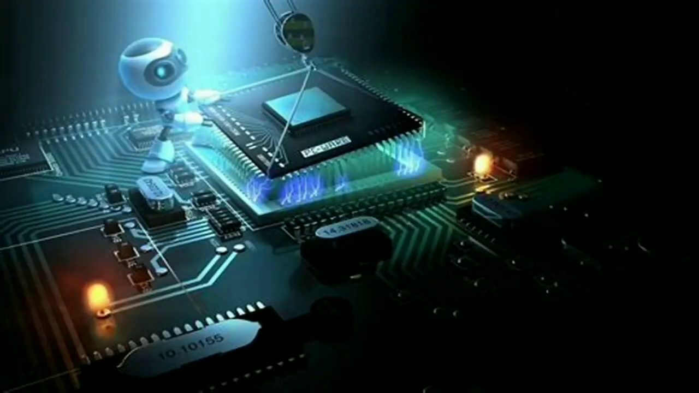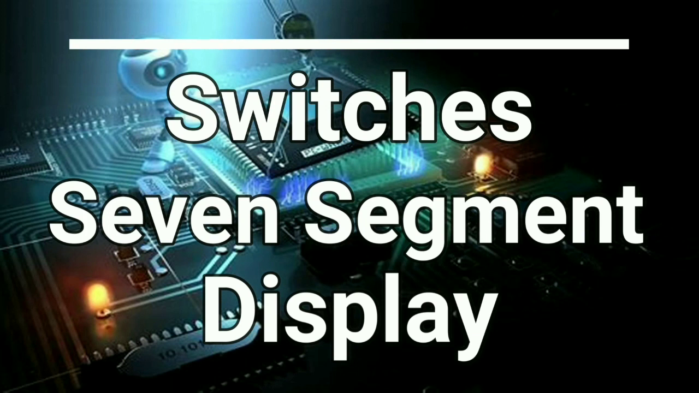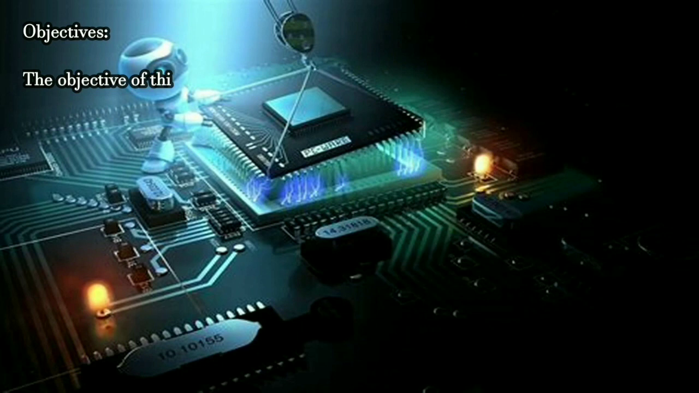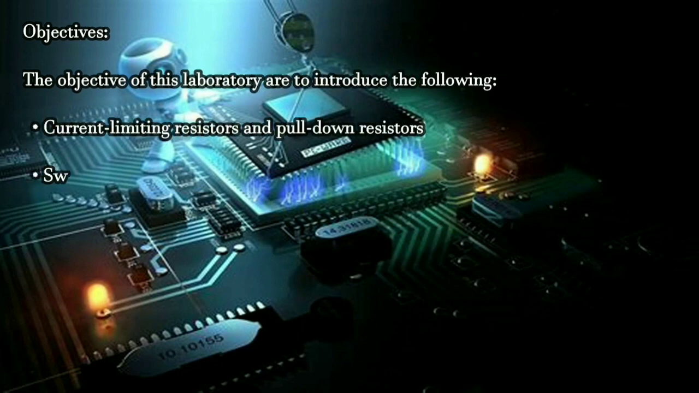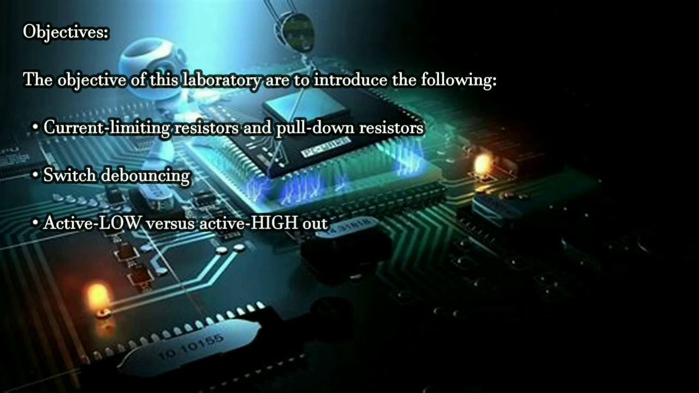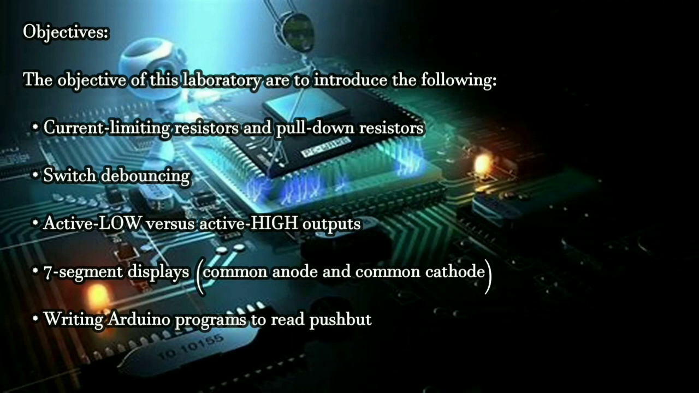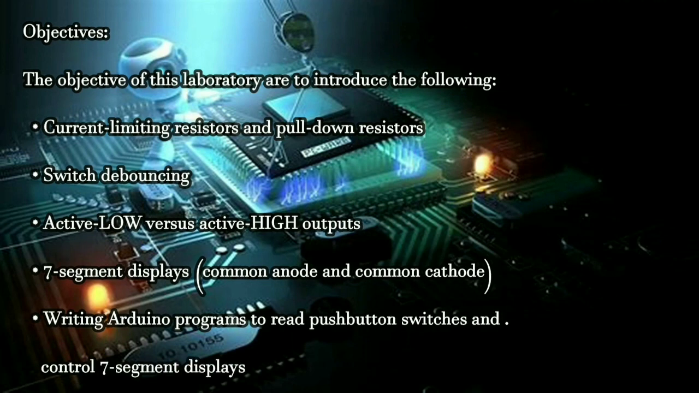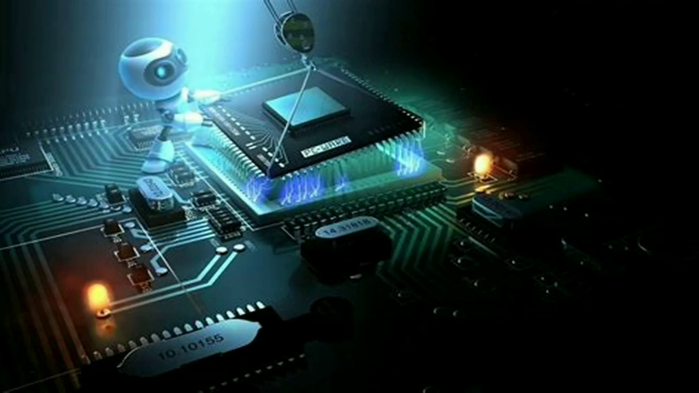Good day. In today's laboratory, we'll be talking about switches and 7-segment displays. Our objectives for this laboratory are to introduce ourselves to current limiting resistors and pull-down resistors, switch debouncing, active low versus active high output, 7-segment displays, common anode and common cathode, and writing Arduino programs to read push-button switches and control 7-segment displays. Without further ado, let's proceed with our first circuit.